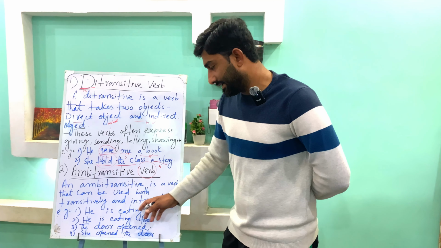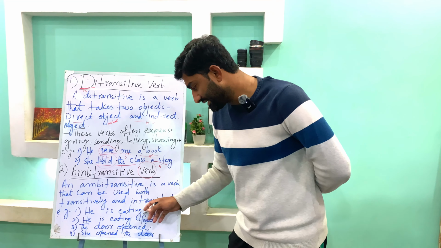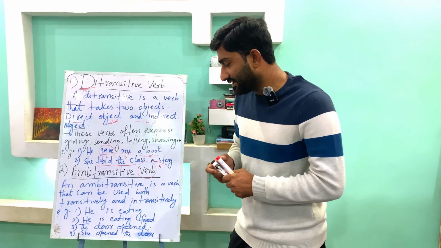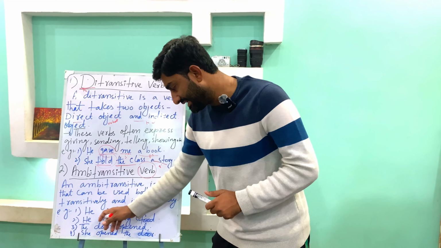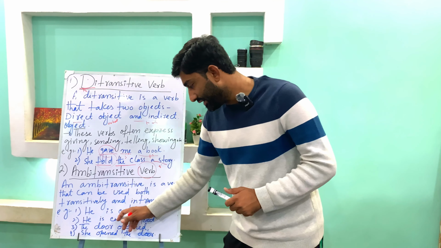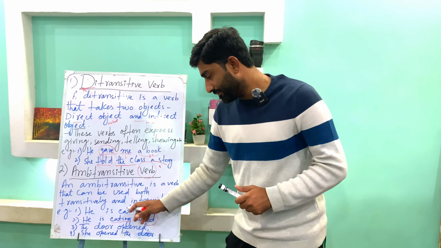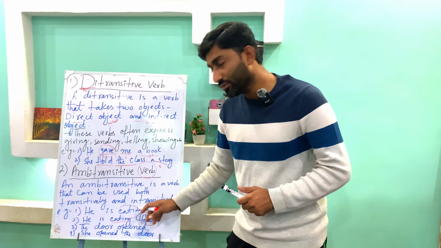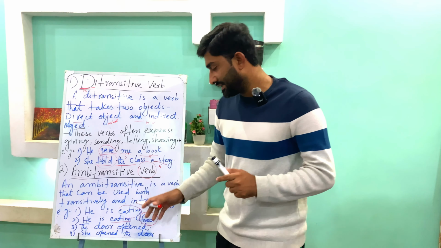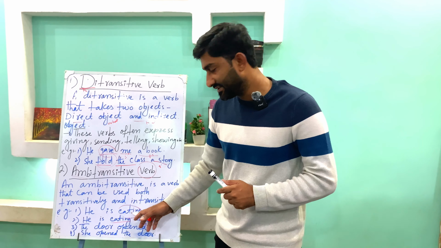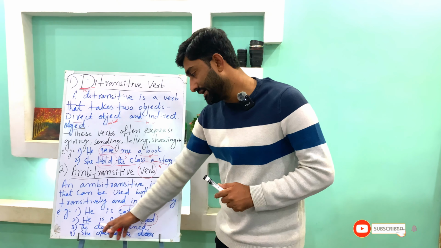Let's look at these examples. He is eating. Now here we don't have any object, he is eating. But if you look at the same verb in this sentence, he is eating food. Now here eating is my verb and here we have an object. So the verb eating can be used both ways, as I have used it intransitively in the first sentence and it is transitive here.